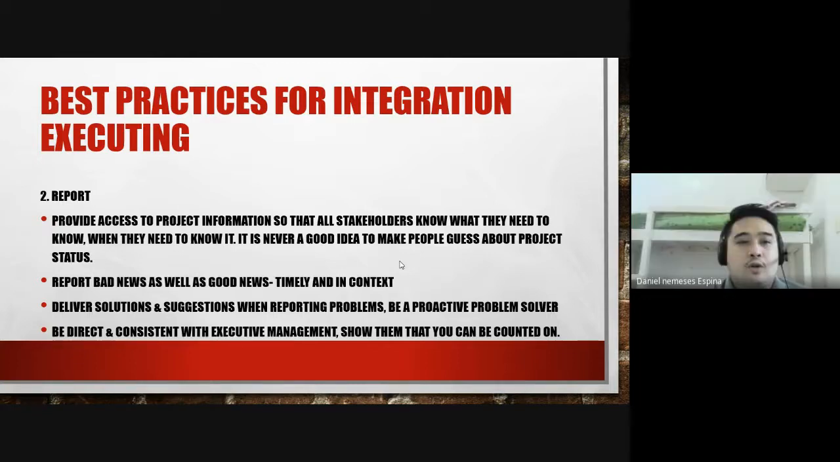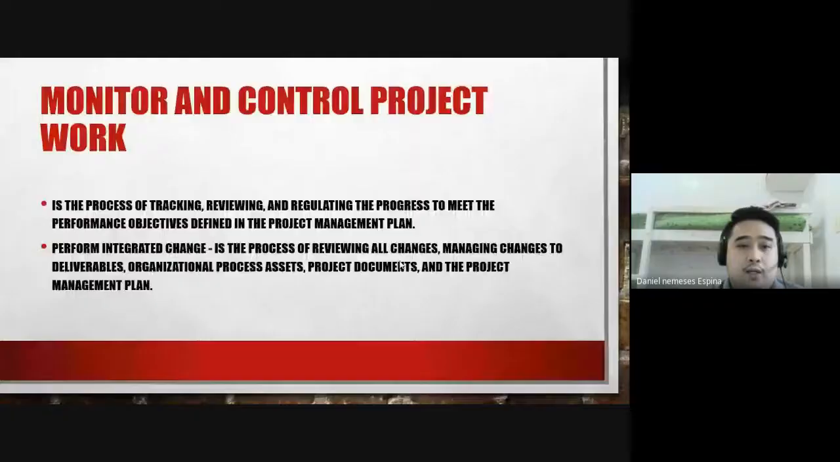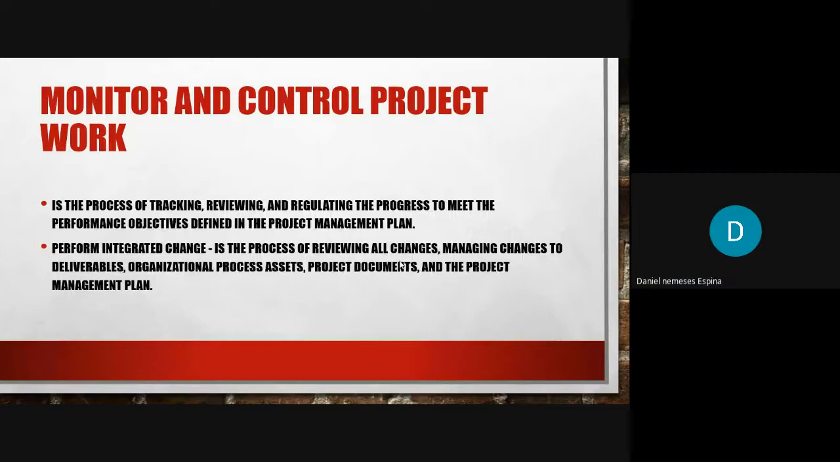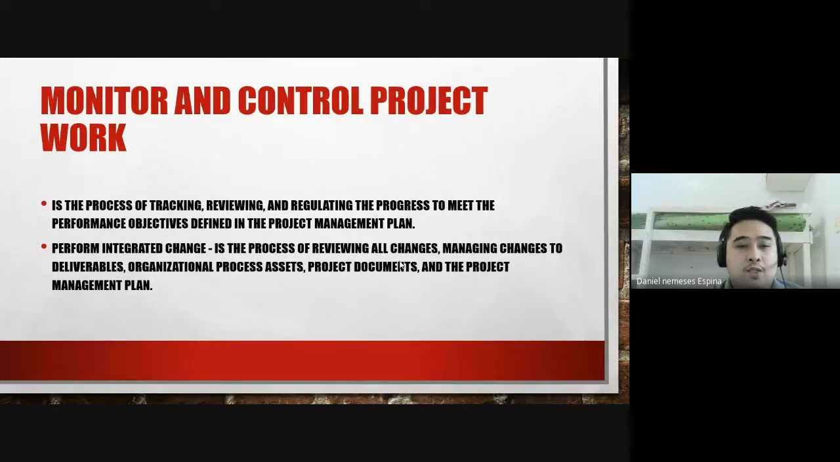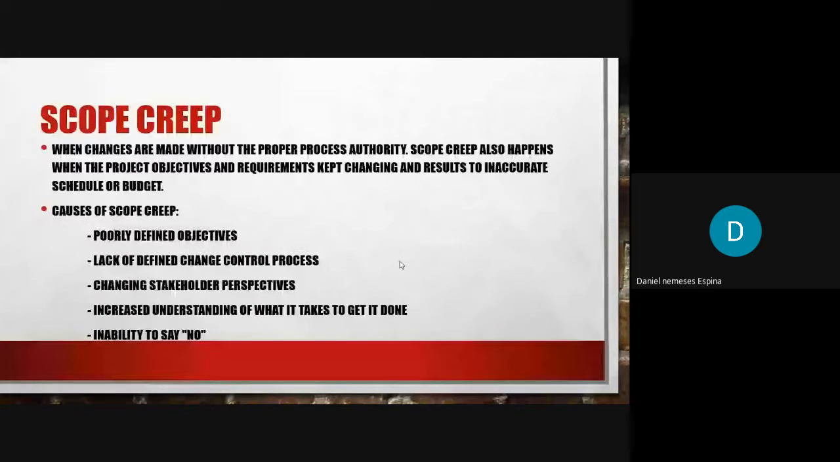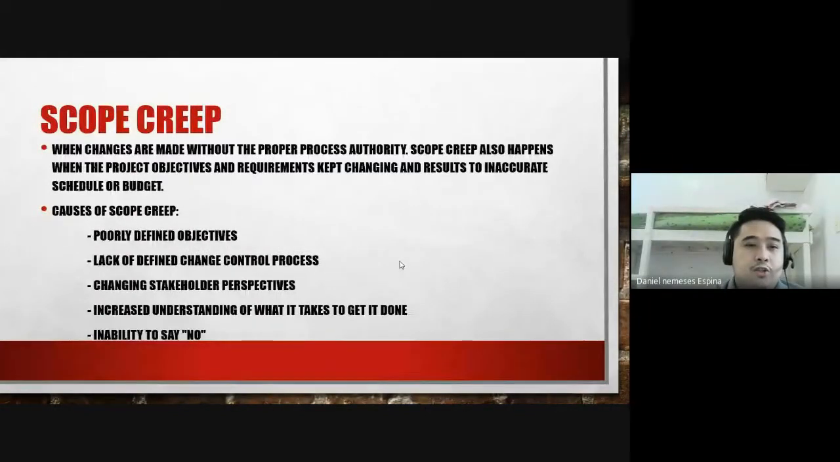So in the monitor and control project work, it is the process of tracking, reviewing, and regulating the progress to meet the performance objectives defined in the project management plan. So perform integrated change control. It is the process of reviewing all the changes, managing changes to deliverables, organizational process assets, project documents, and project management plan. So we all have already encountered this term, scope creep. So these are changes that are made without the proper process authority. The scope creep also happens when the project objectives and requirements keep changing. Okay? It keeps changing back and forth, and the result is an inaccurate schedule or budget.